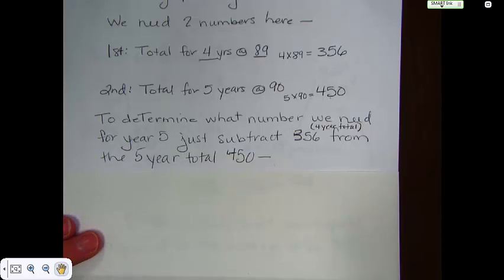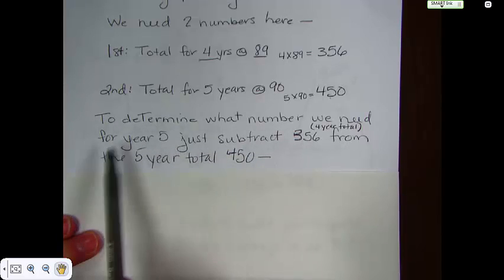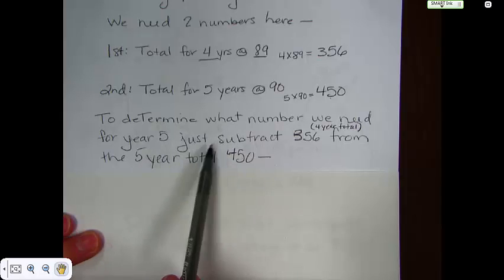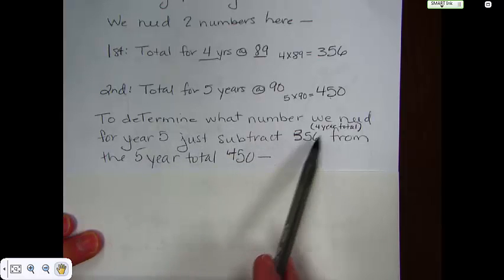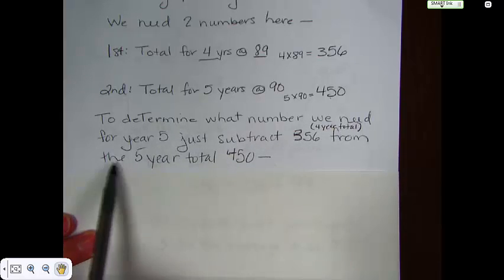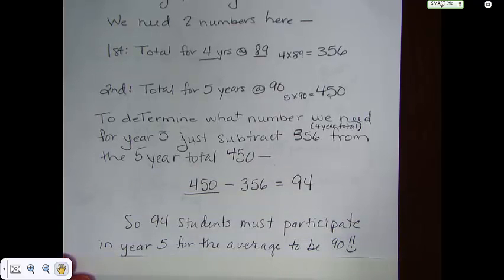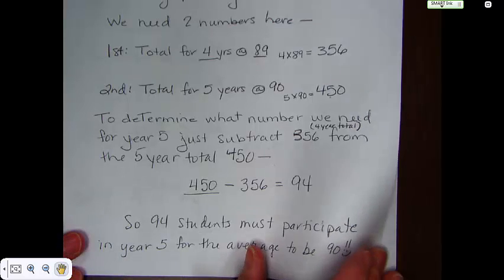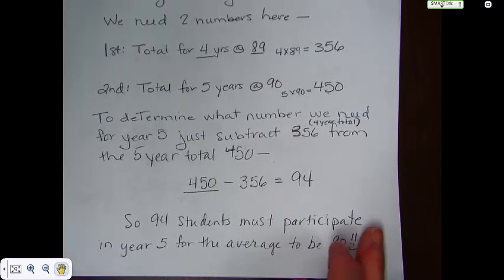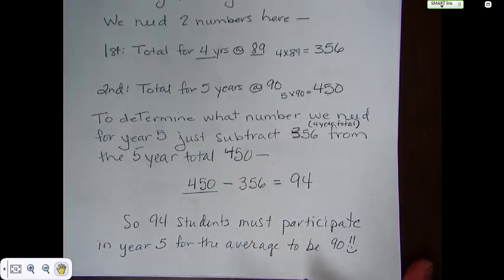And that's what I think I would do. To determine what number we need for year 5, just subtract 356, which is the 4-year total, from the 5-year total, 450. When we do that, we get 94. So to have a 5-year average of 90, that last year we have to have 94 students participate. That's not bad. Not too hard.